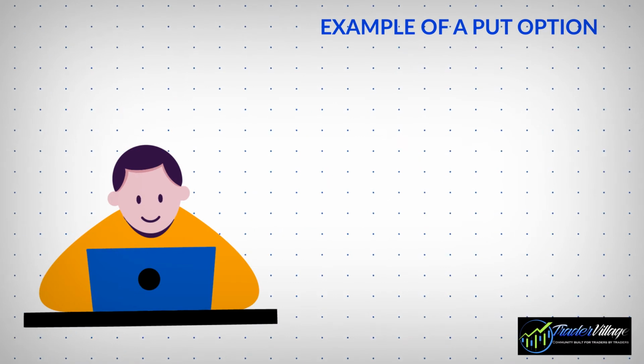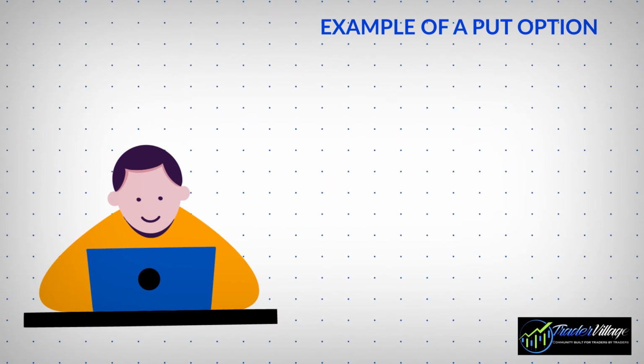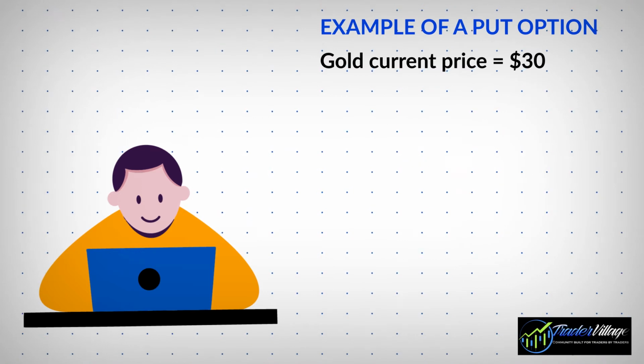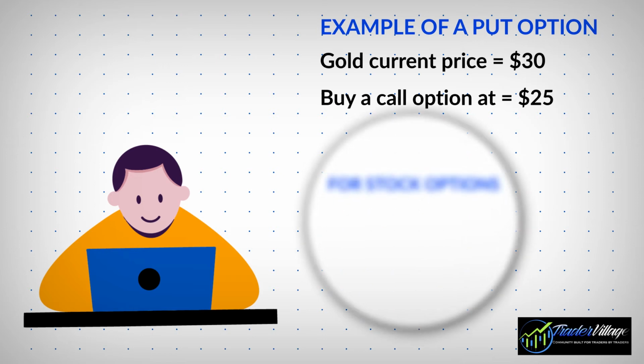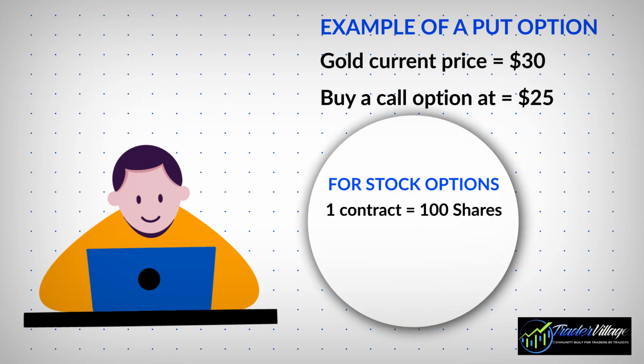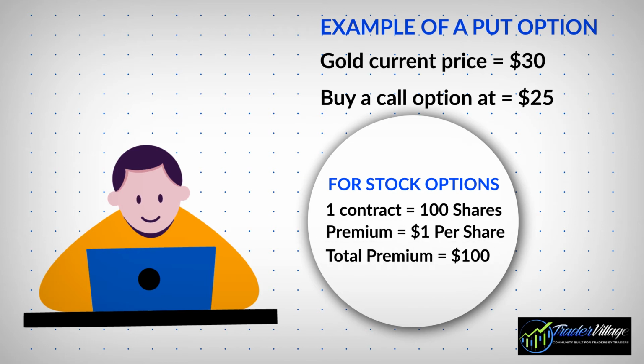Example of a put option. Let's say that you thought that the share price of a gold company was going to fall from its current price of $30. And so you decide to open a put option with a strike price of $25. For stock options, each contract is worth the equivalent of 100 shares, but the price is usually quoted for 1 share. When dealing with options, there is always a premium to be paid. If the premium of this option was $1 per share, your total premium is $100.